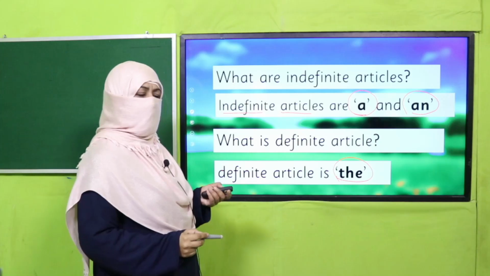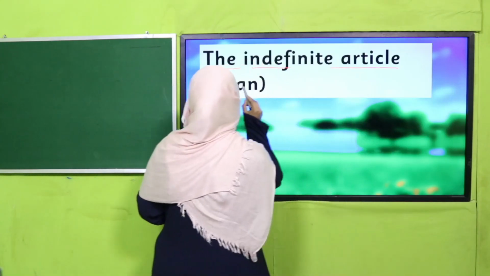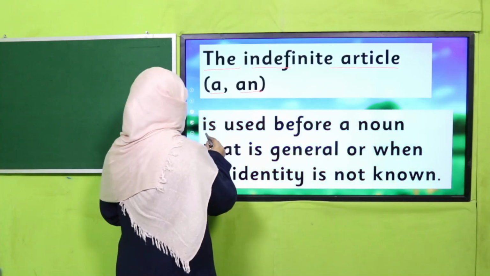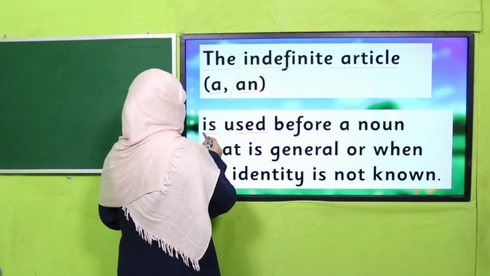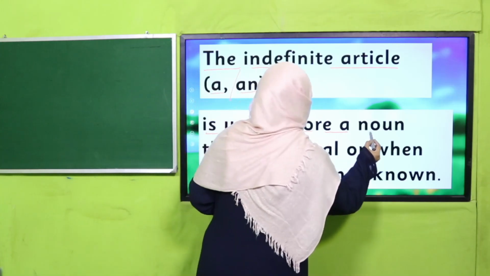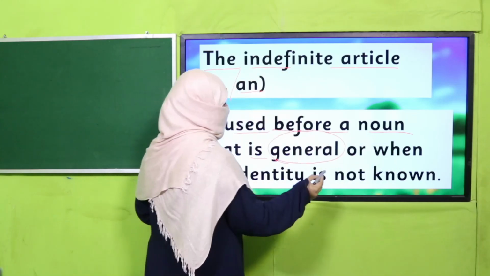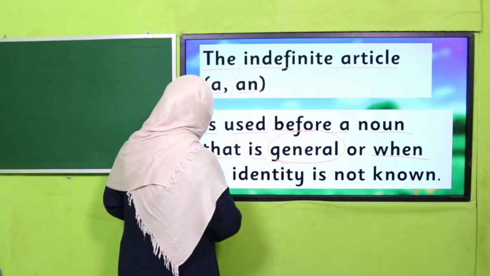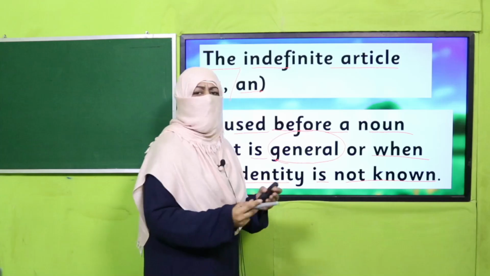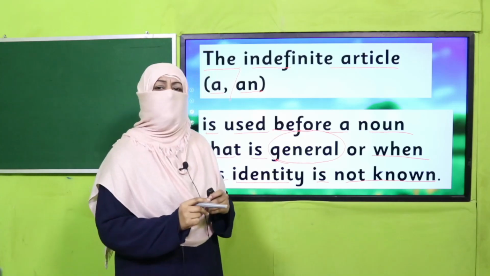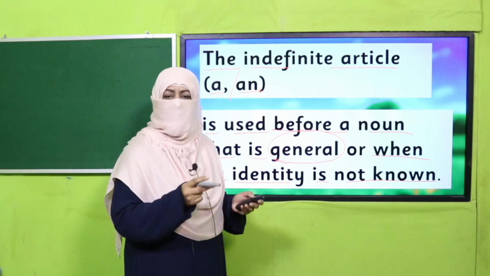There are some uses. The indefinite article a and an is used. We will use one of them, a or an. It is used before a noun that is general, or when its identity is not known, means any. A or an we use when we say any. It's general: any book, any chair, any room, any place, any person.